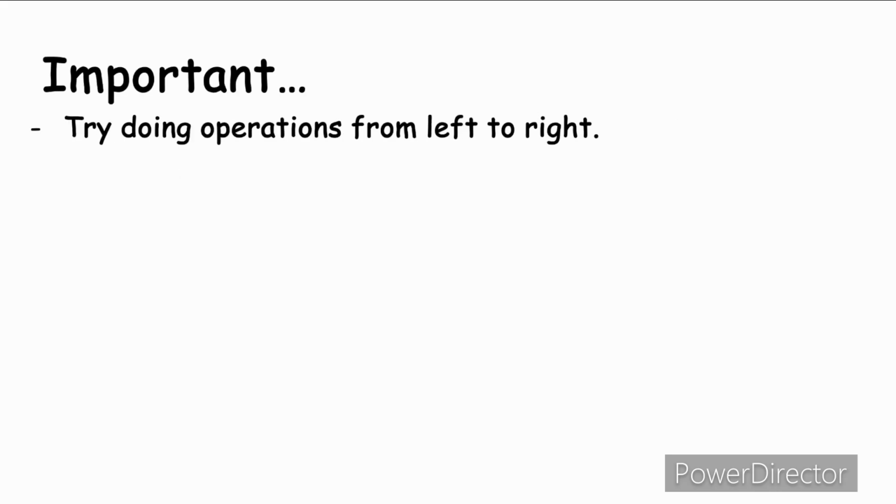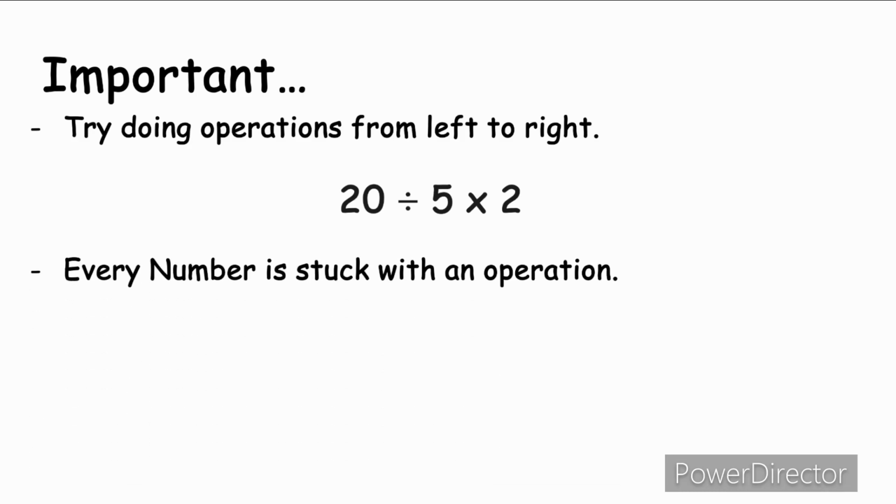One more important thing on this. When we're doing operations that are in the same order, try doing it from left to right. The reason for this can be seen from this example. Yes, multiplying and dividing are to be done at the same time. But can we do 5 times 2 first? No, because every number has an operation stuck to it, which in this case is divided by 5 times 2 instead of 5 times 2.